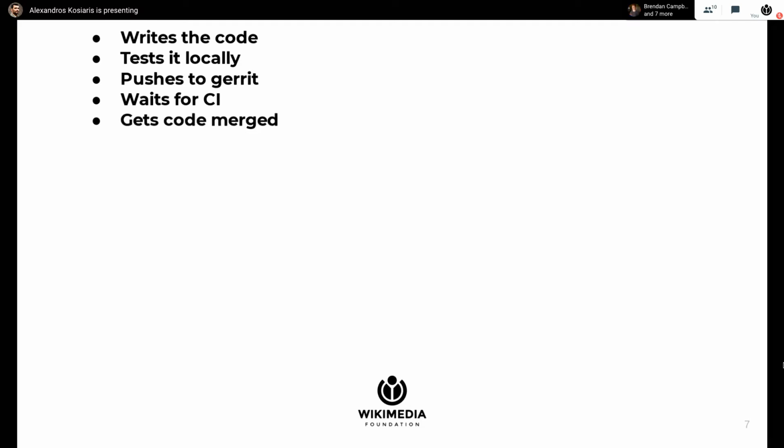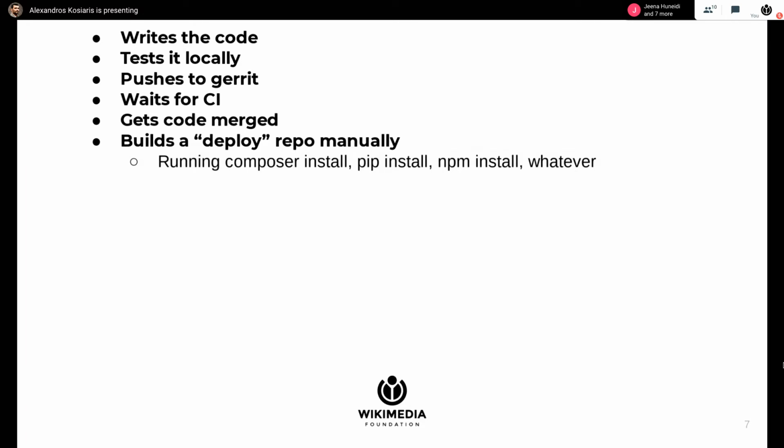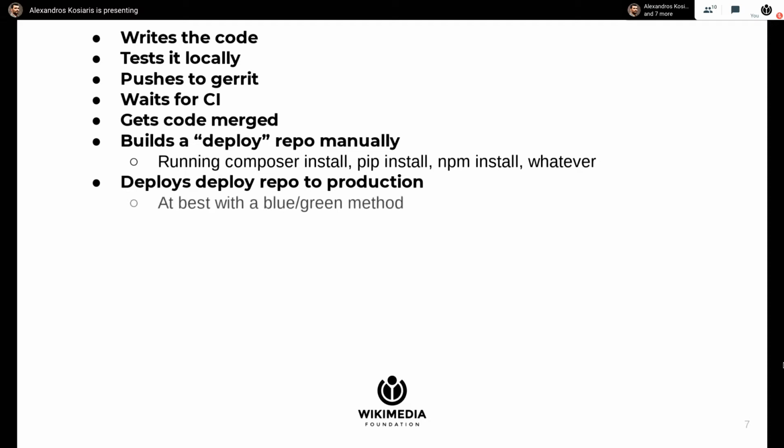And all up to now, it's more or less fine. And here starts the ugly part. They'll have to go and build a deploy repo manually. A deploy repo is something that generally gets created by installing the various dependencies. So you're running composer install, pip install, npm install, whatever of these things is actually required. And after that, you try somehow to deploy that repo to production. And at best, I'm assuming that you actually tried and you know what you're doing. The tooling does support it, but you have to define everything yourself.